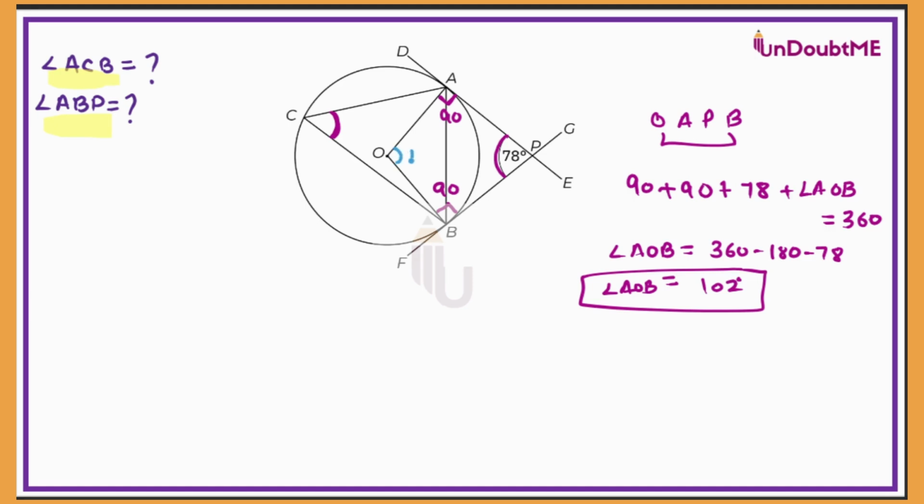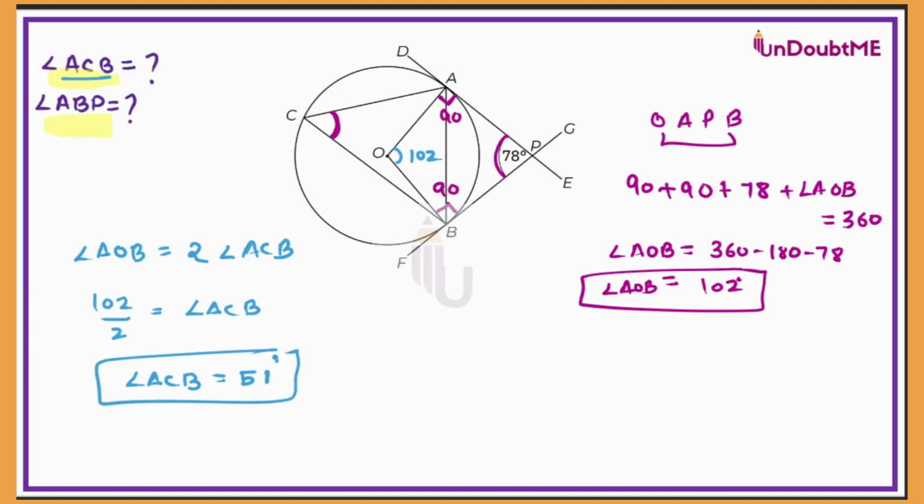Now as we got this angle as 102, in that figure we can use the circle theorem, and angle AOB will be twice of angle ACB. That's the angle they were asking. So we can just plug in the values. We already have AOB, which is 102, dividing both sides by 2. So it will be 102 by 2 is equal to angle ACB, and we'll get angle ACB as 51. Okay, that is just halfway done.